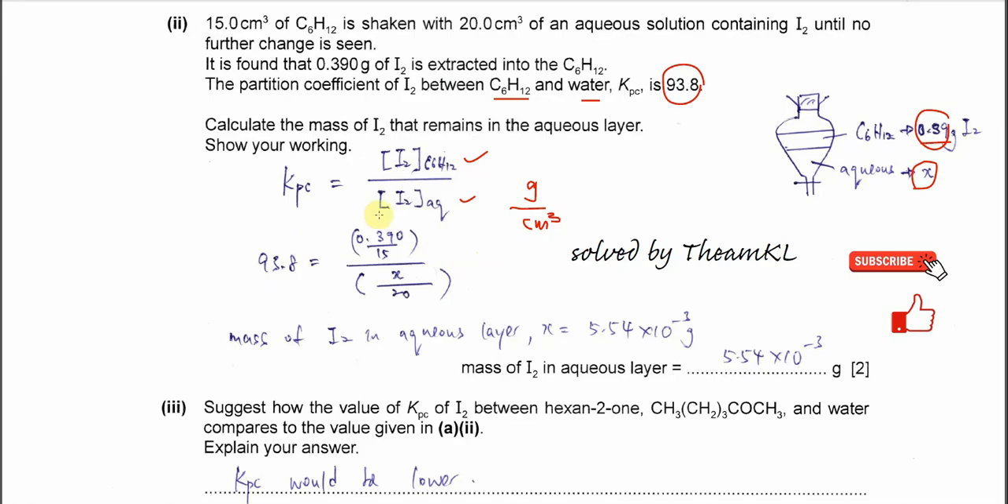Now just use the KPC expression. KPC is equal to the concentration of iodine in cyclohexane over the concentration of iodine in the aqueous layer. So 93.8 equals 0.39 over 15. This is the volume of the cyclohexane used here, so this is the concentration of iodine in the cyclohexane in gram per cm cube. Now we need to find this X. X is the mass of iodine that remains in the water layer over the volume of water, which is 20. Rearrange that, and you get X, 5.54 times 10 power negative 3 gram.